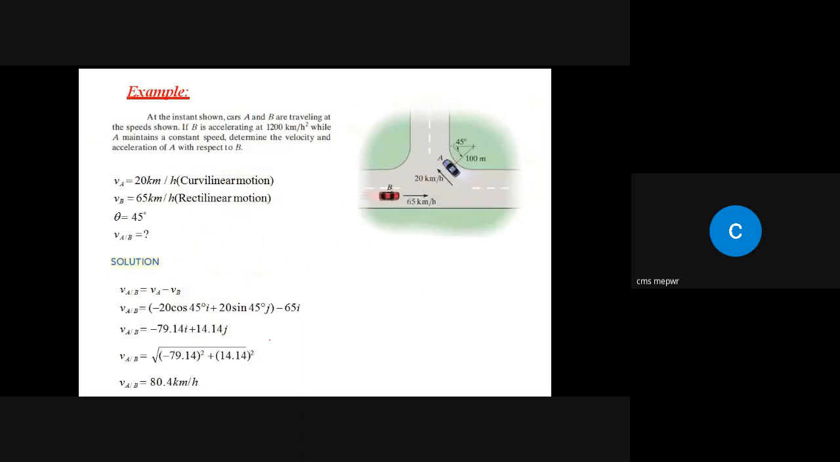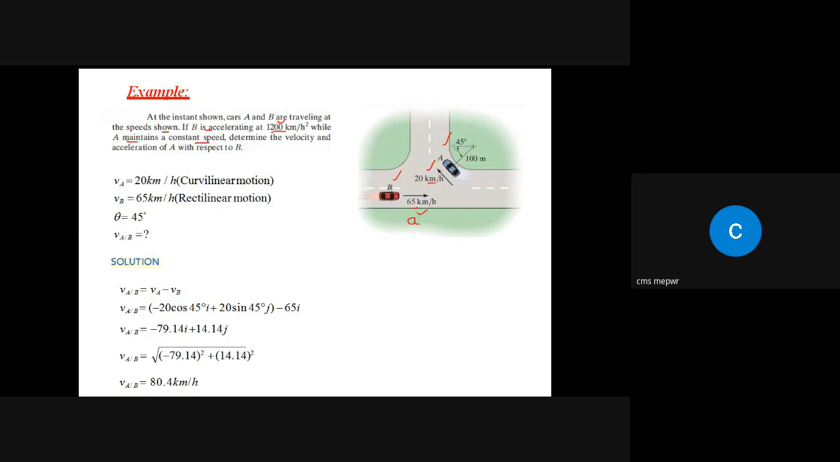to further strengthen our concept, let's have another example. At the instance shown, car A, which is this one, and car B, both are traveling at the speeds shown. The speeds are given, 65 km per hour and 20 km per hour. If B is accelerating at 1200 km per hour square, while A maintains a constant speed.